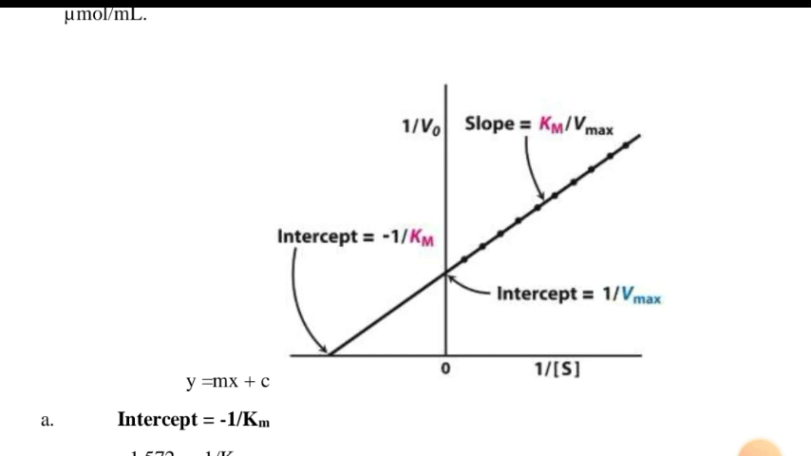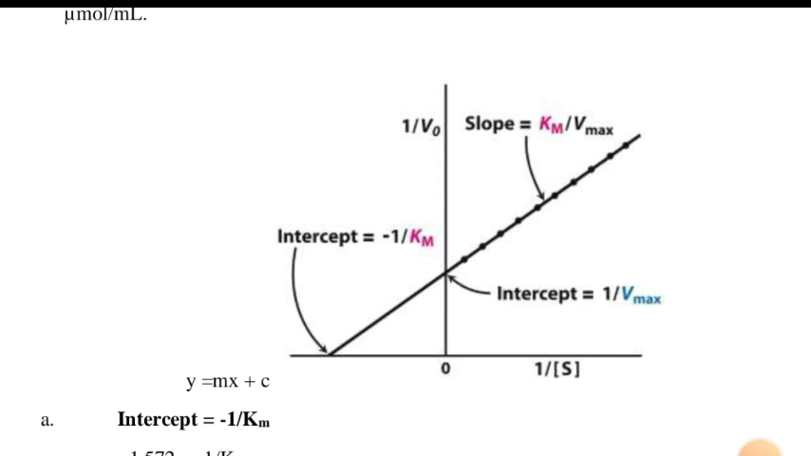Now, looking at it, the intercept on the y-axis will give you 1 over Vmax, while the intercept on the x-axis will give you minus 1 over Km, and the slope equals Km over Vmax. So these are the important things you need to know. Your slope equals Km over Vmax, your intercept on the x-axis is minus 1 over Km, and your intercept on the y-axis is 1 over your Vmax. These are the variables that most times people need to know in order to give appropriate information about your enzyme.